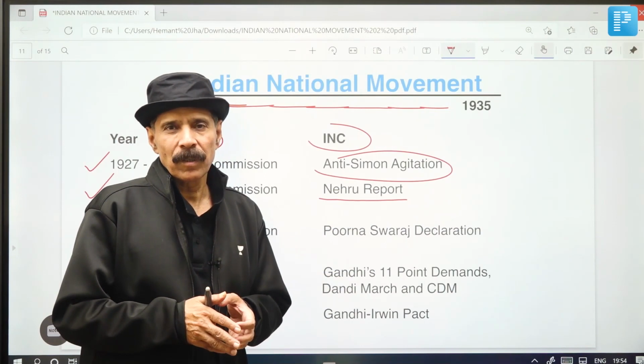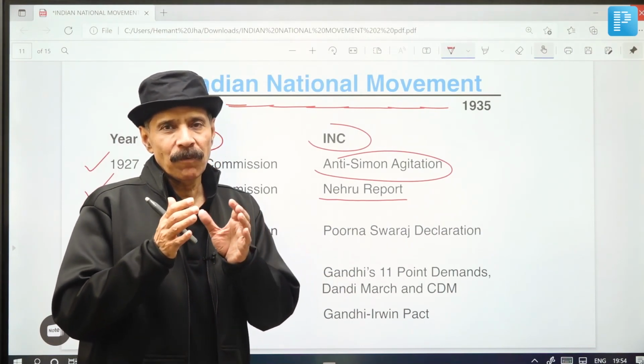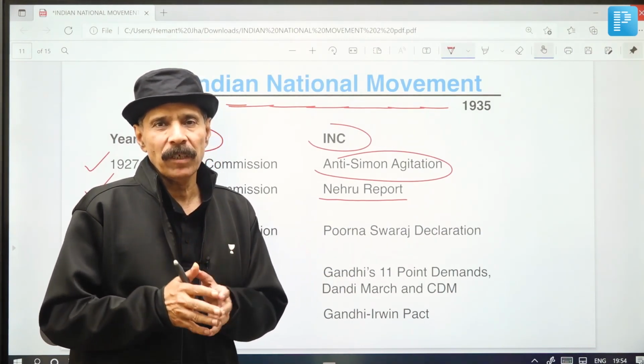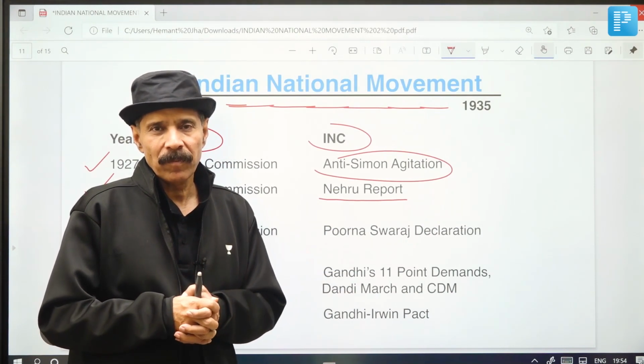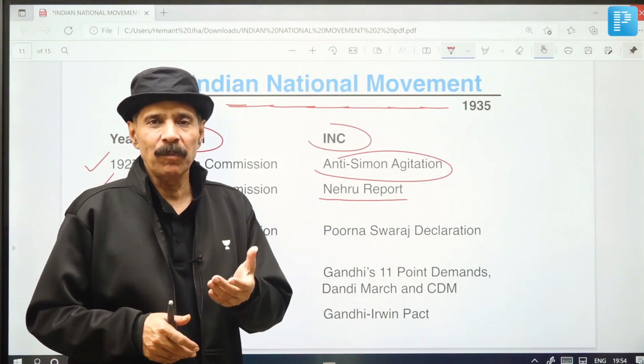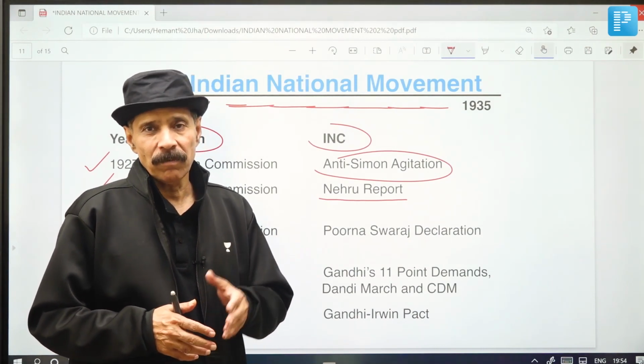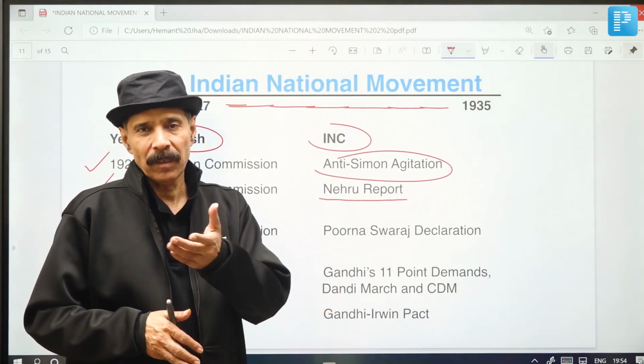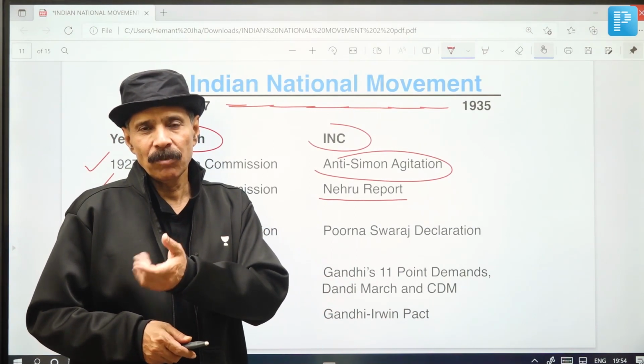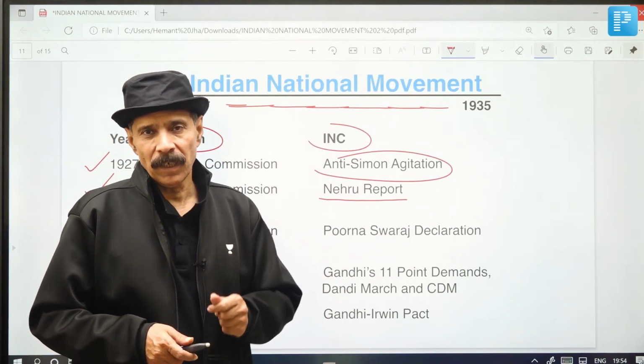The goal in Nehru Report was dominion status. That was self-rule or self-government under British sovereignty, the kind of status the British had given to white settler colonies of Canada, New Zealand, Australia, South Africa.